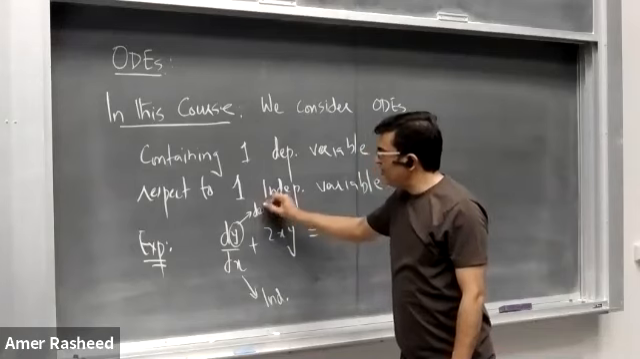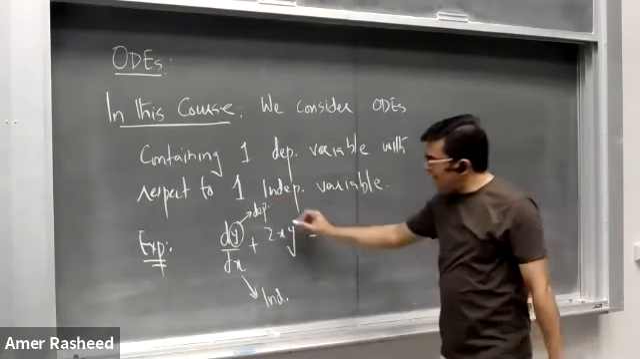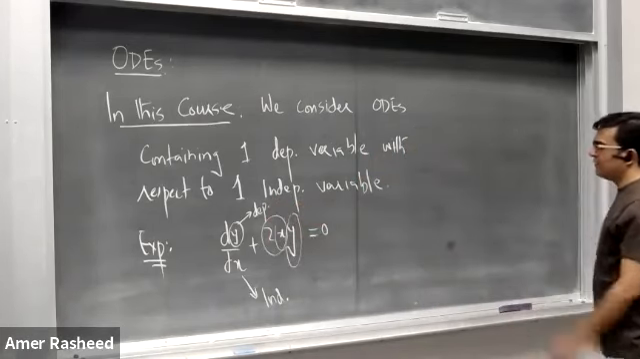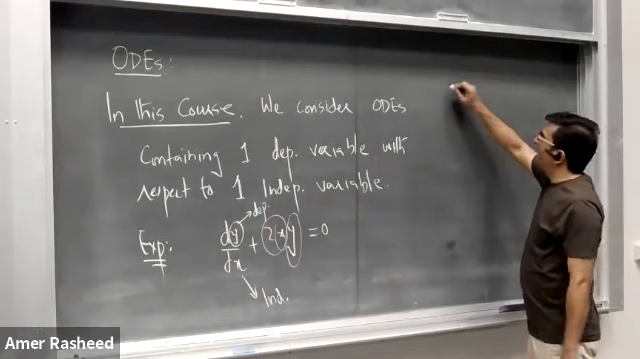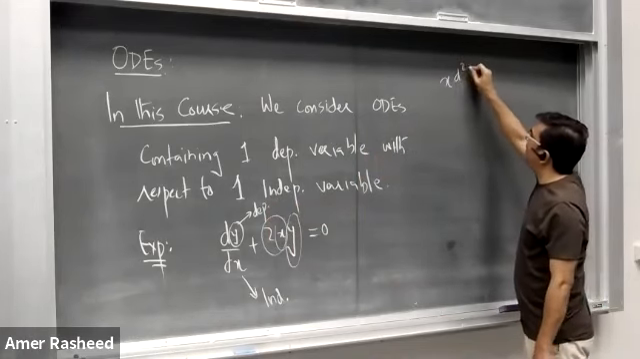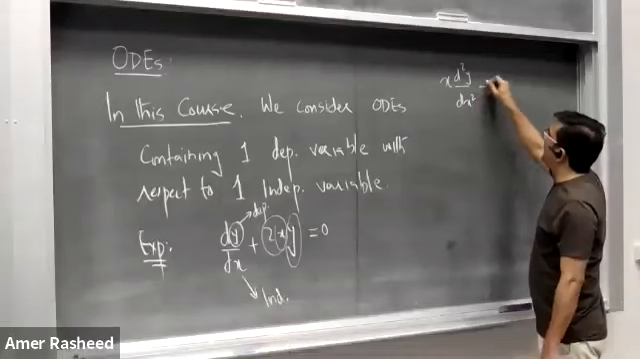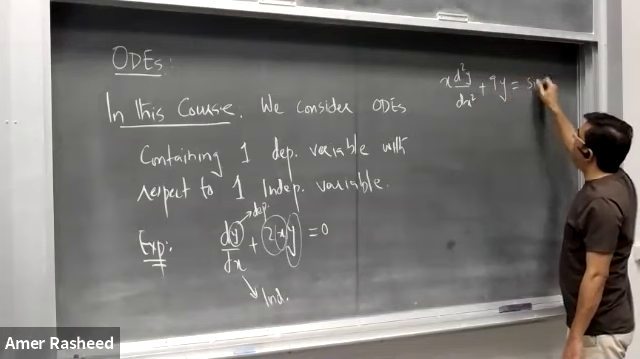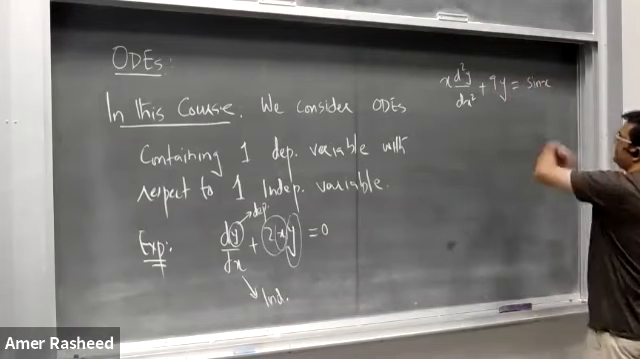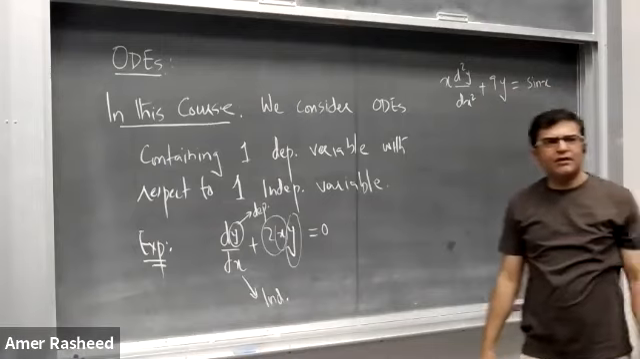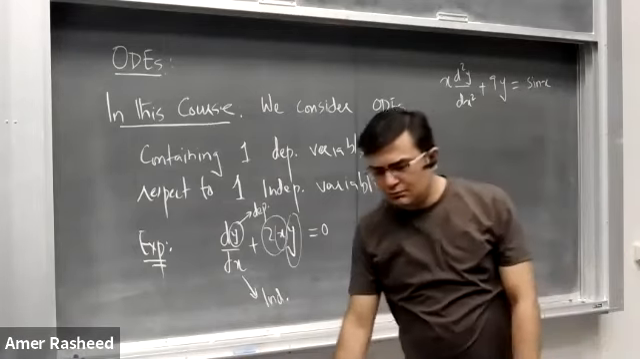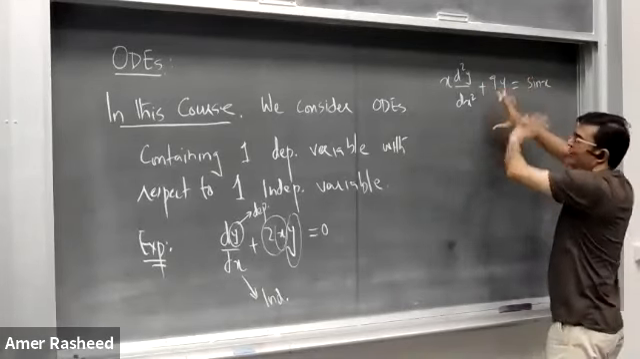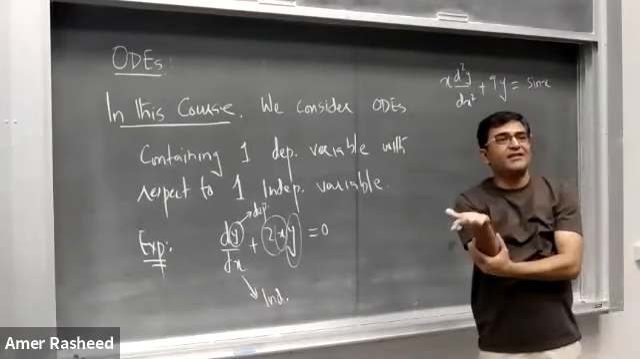I hope you know in a derivative, this is the dependent variable and this is your independent variable. Remember this. Other examples may involve maybe d square y by dx square plus 9y is equal to sine x. So this is another ordinary differential equation. There might be infinitely many examples, so you just have to understand the idea in this definition.